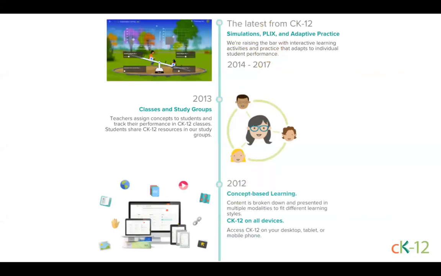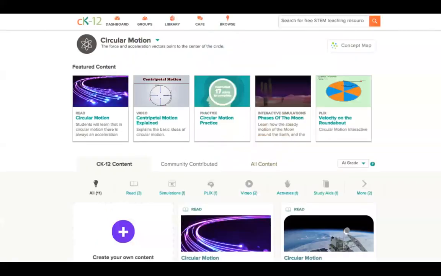To encourage discussion and collaboration, classes and study groups were created in 2013. This allows students to share CK-12 resources and for teachers to create class assignments. The latest, greatest initiative from CK-12 is to continue to develop personalized learning experiences through our simulations and PLIX interactives, as well as our intelligent adaptive practice system that, as we said earlier, offers over 150,000 math, science, and spelling practice questions. So we just told you that we took Flexbooks and broke them down into bite-sized concepts.